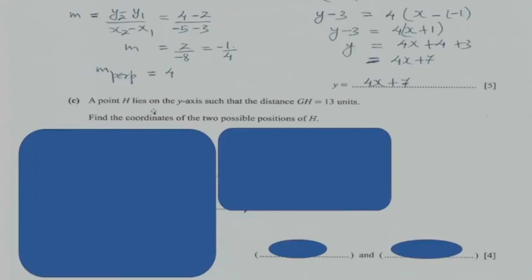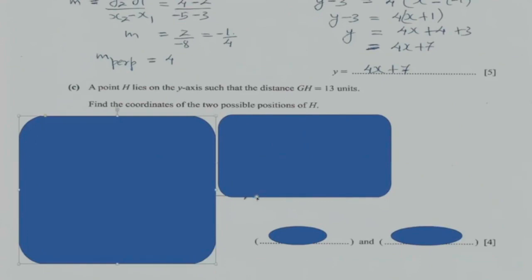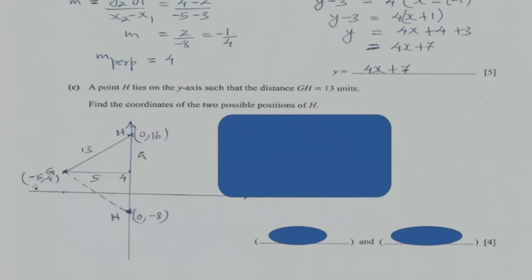The point H lies on the y-axis such that the distance GH equals 13 units. So there are two positions. We can draw the diagram like this. So G we know is minus 5, 4. Then GH equals 13. We can get two possible points. So we have to find these values.